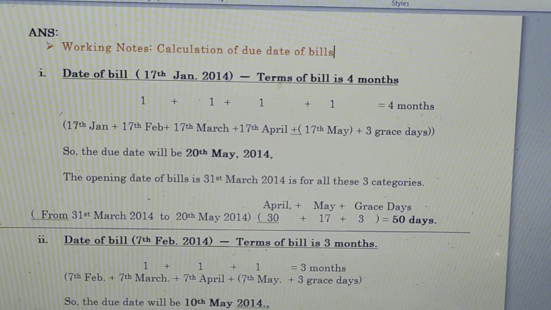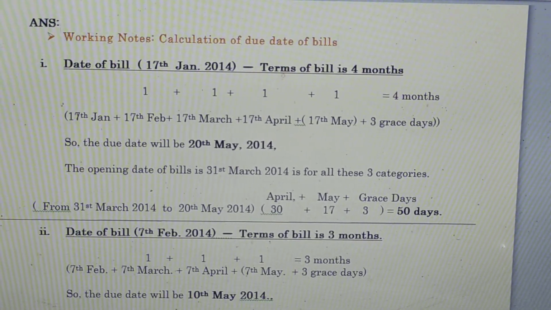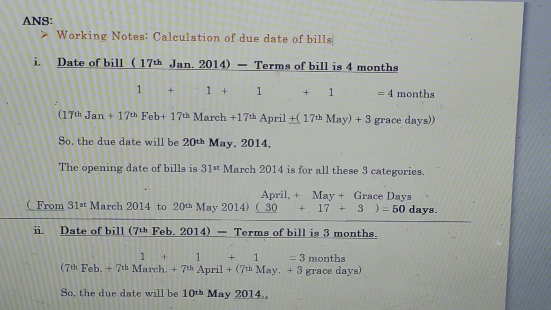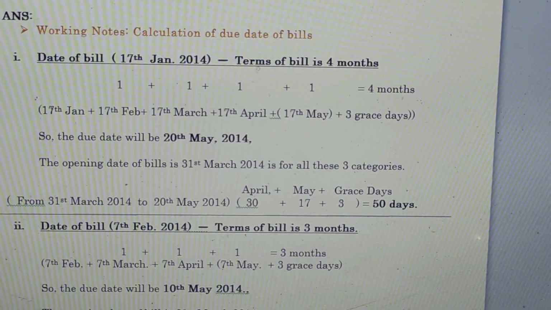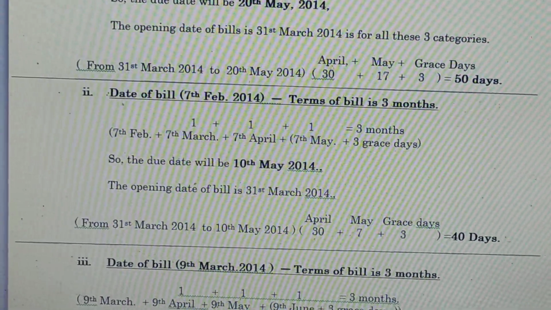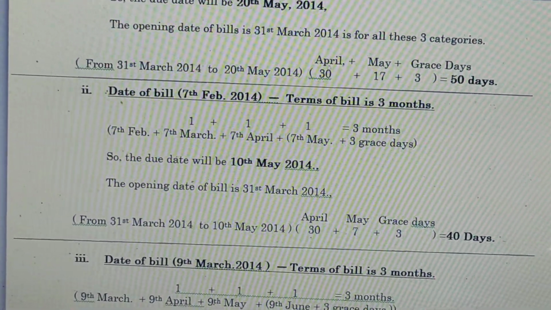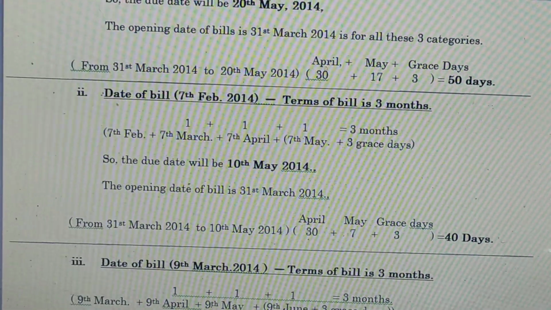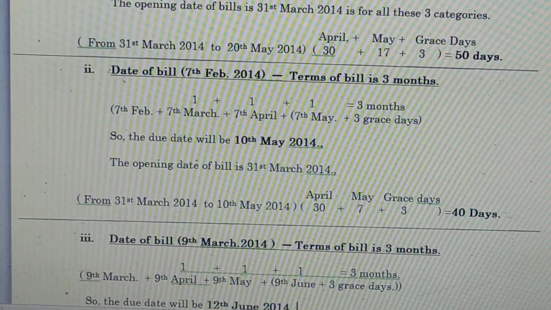First we have to find how many days there are from 31st March 2014 to 20th May 2014. In April 30 days, in May 17 days plus 3 days as grace days, so the total is 50 days. And the second category: the bill was created on 7th February 2014. The time period of the bill is 3 months, so 7th February, 7th March, 7th April, 7th May plus 3 days as grace days. Except 7th February, we take 3 months. So the due date will be 10th May 2014.